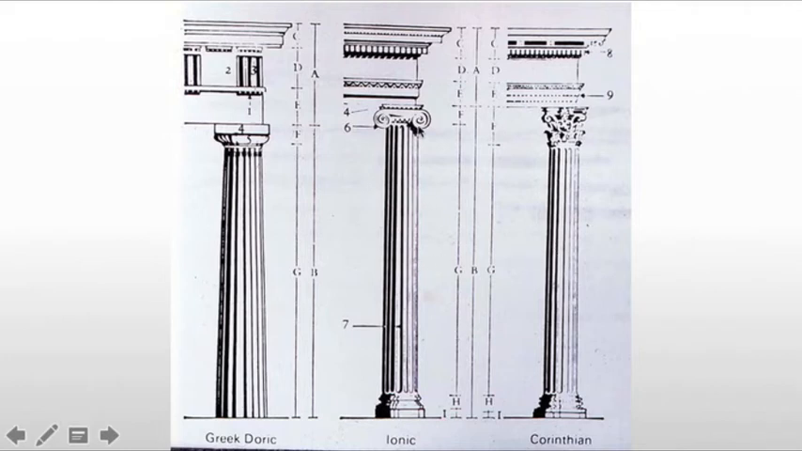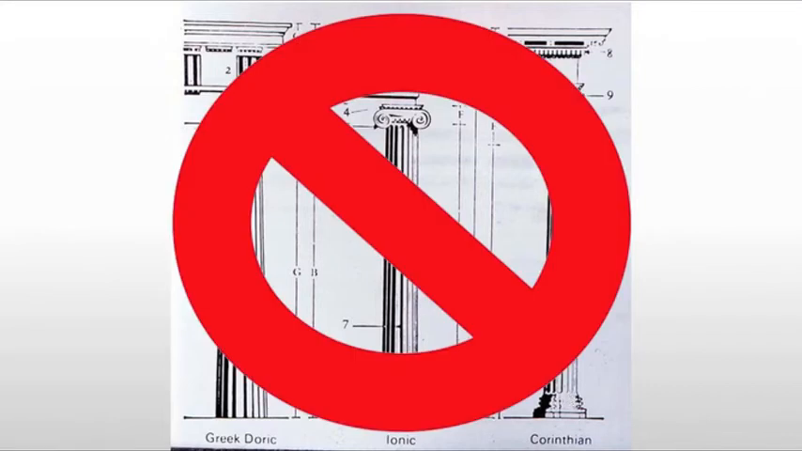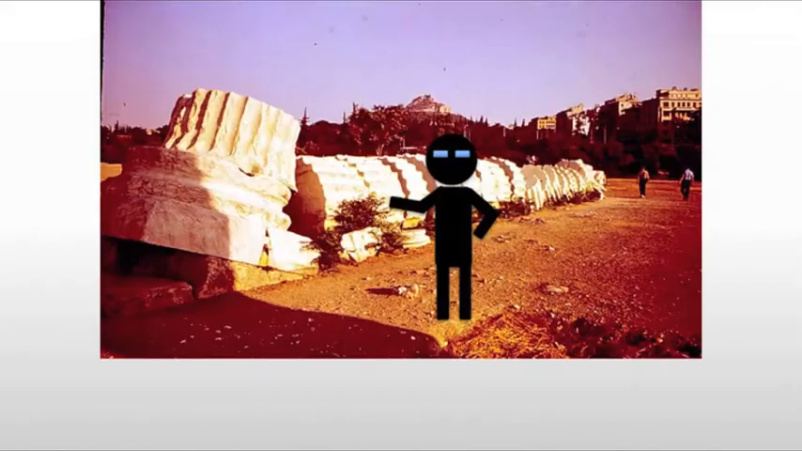The Ionic has 2 sides that are identical. So this side and the back side are identical, and then the left and right side are identical. But it's not identical on 4 sides, only on 2. And it has a base. The Corinthian is a much later column. It's something we won't see until the Hellenistic. And there we have a capital that's identical on all 4 sides. It's generally much more ornate, and it has a base. We won't worry about those in terms of memorization.